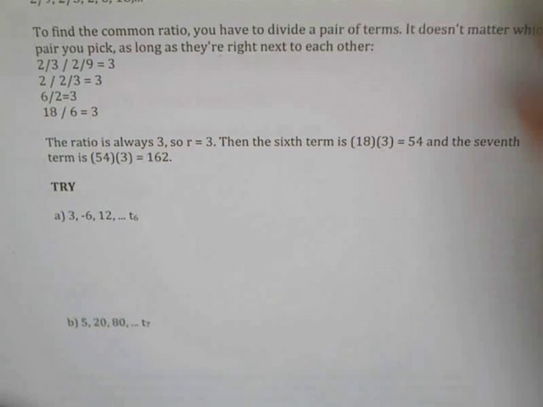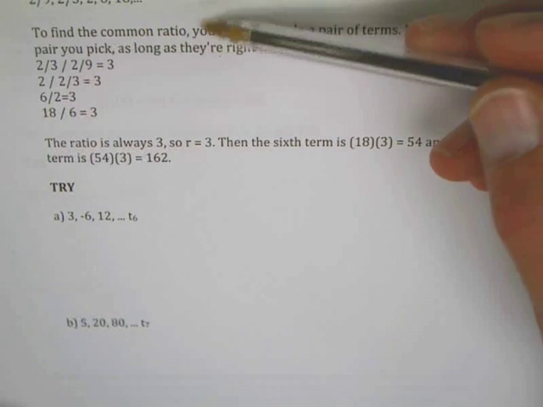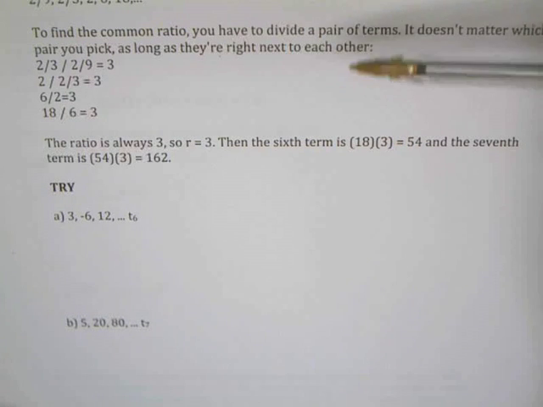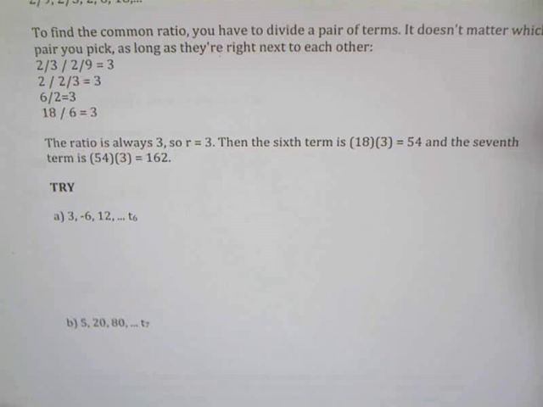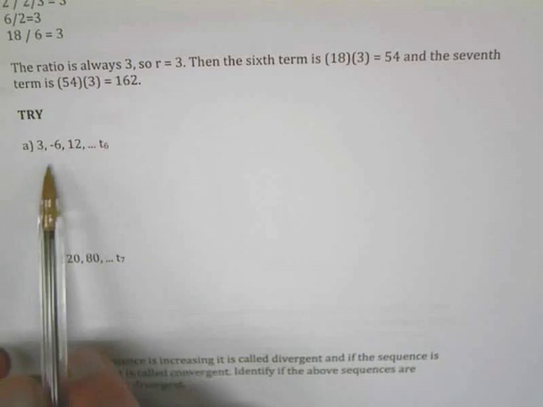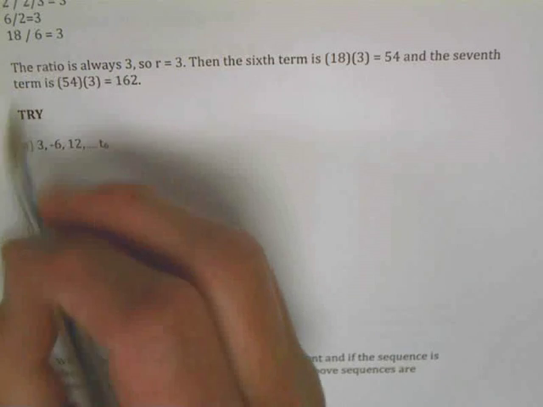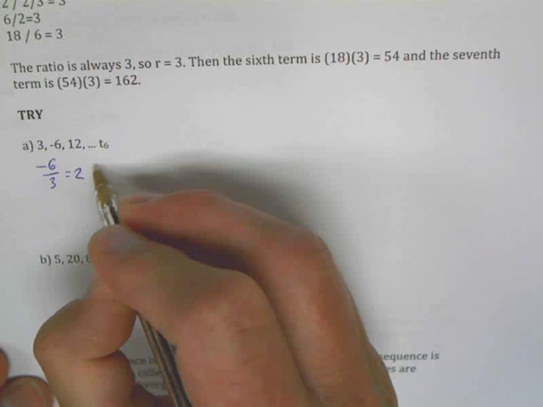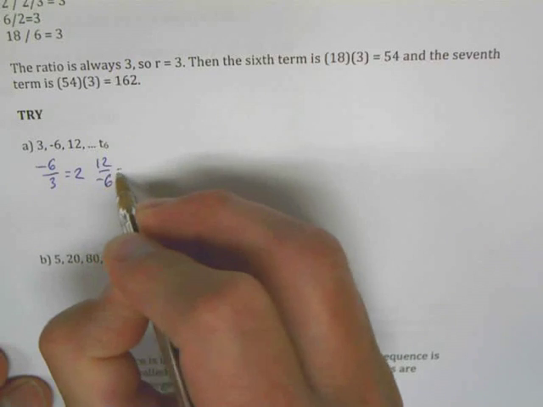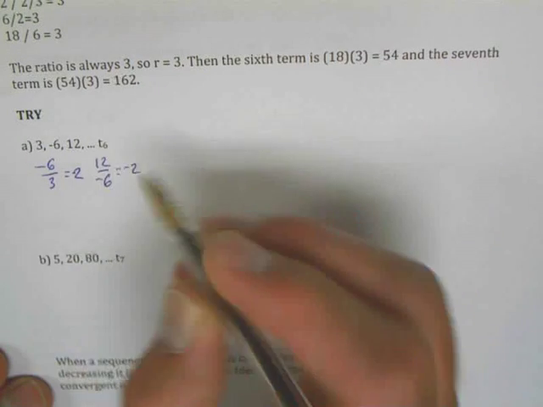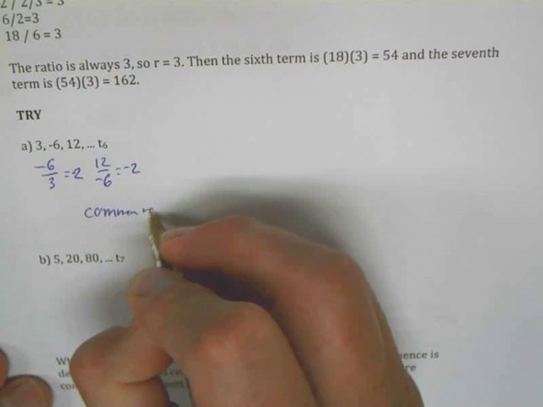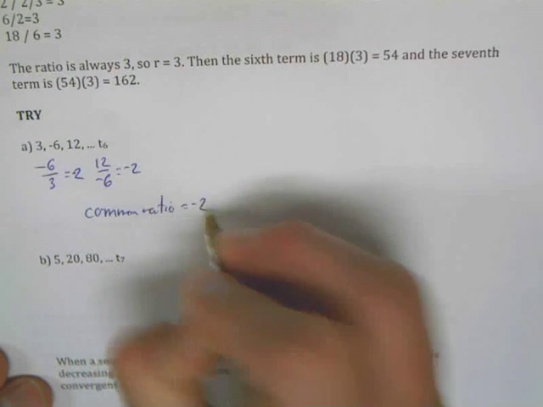Once again, after you have looked at the information and how easy it is to find terms in a geometric sequence, which we're now multiplying and dividing, we just go ahead and find that. So once again, take two numbers side by side. Negative 6 divided by 3 is equal to negative 2. 12 divided by negative 6 is equal to negative 2. This should be negative 2 as well. So the common ratio is equal to negative 2.